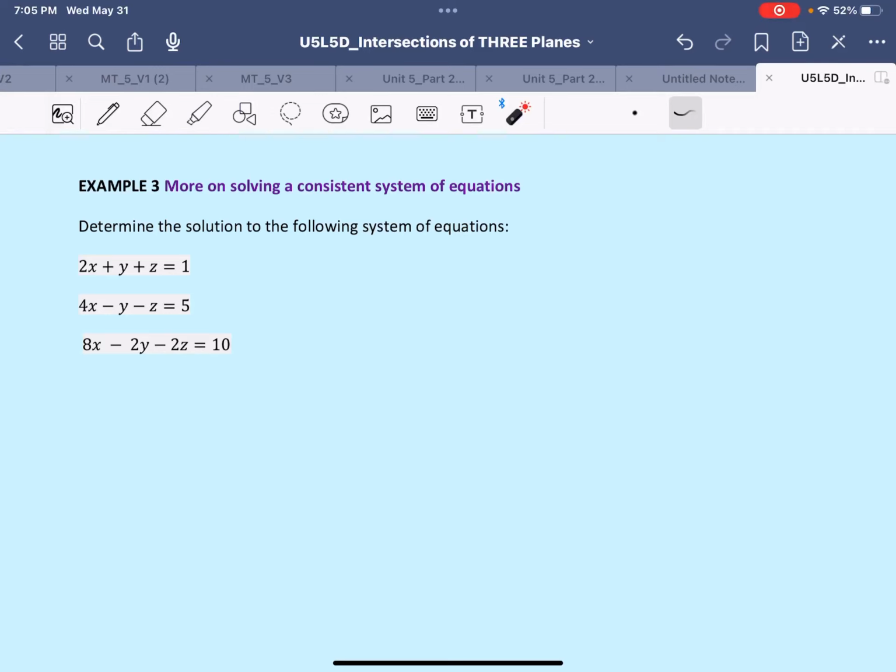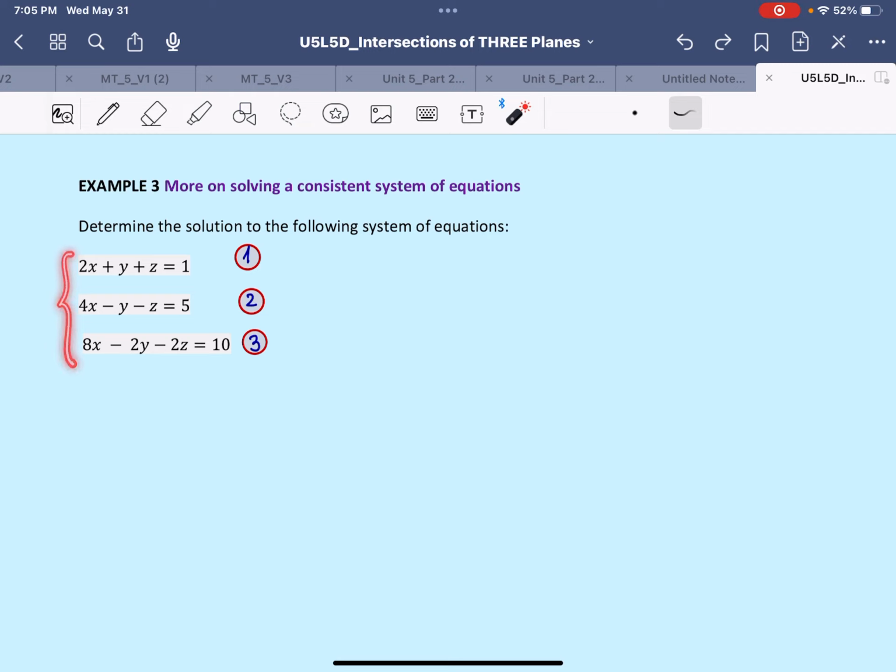Let's take a look at another question with three intersecting planes. As you can see, we are given the equations of three planes in scalar form, and we're going to start off by numbering them as equations 1, 2, and 3. Now, to find the common points of intersection means to solve this system of equations.